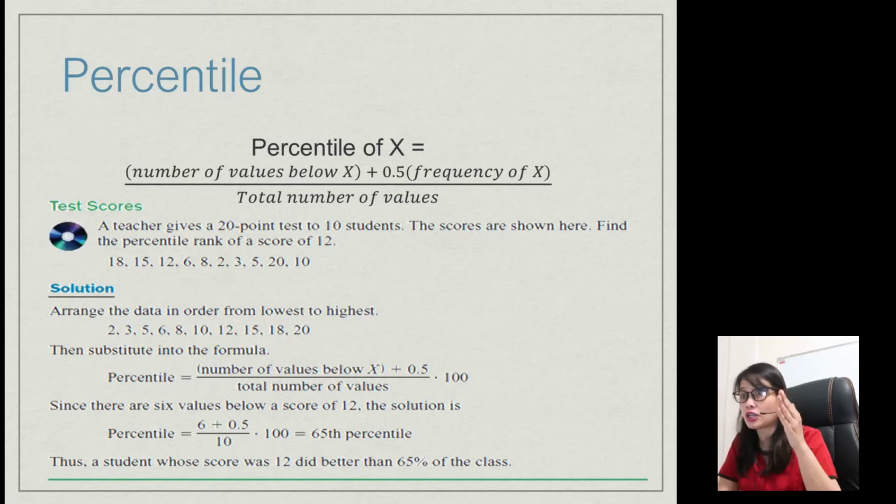So these are the scores: 18, 15, 12, 6, 8, 2, 3, 5, 20, and 10. So pang ilan si 12? That's the percentile rank.